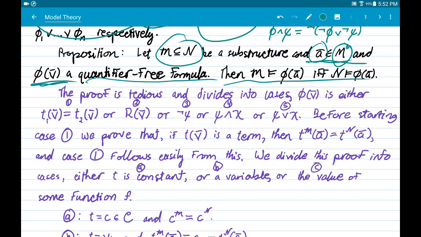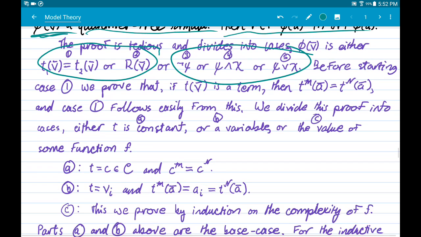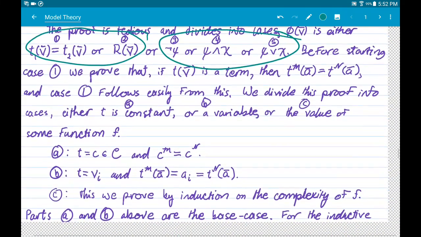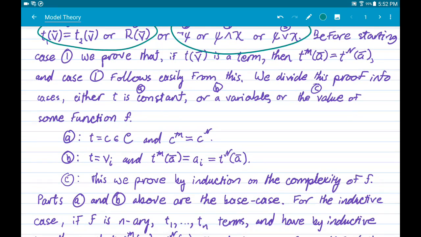Now the proof of this is tedious. It splinters into all of these different cases. 2 of them are base cases, the rest are inductive cases. I will probably not prove all of the inductive cases because they all kind of go the same way, so I'll just prove one of them. And before getting into the base cases, we prove this lemma, which is that for any individual term, it maps in M to the same thing that it maps to in N.